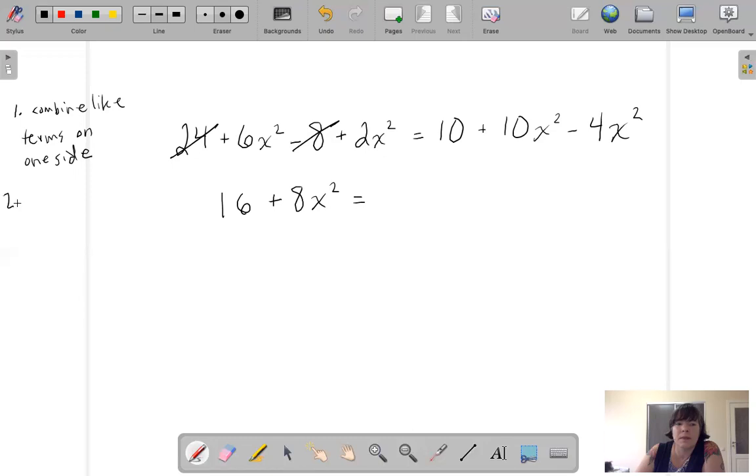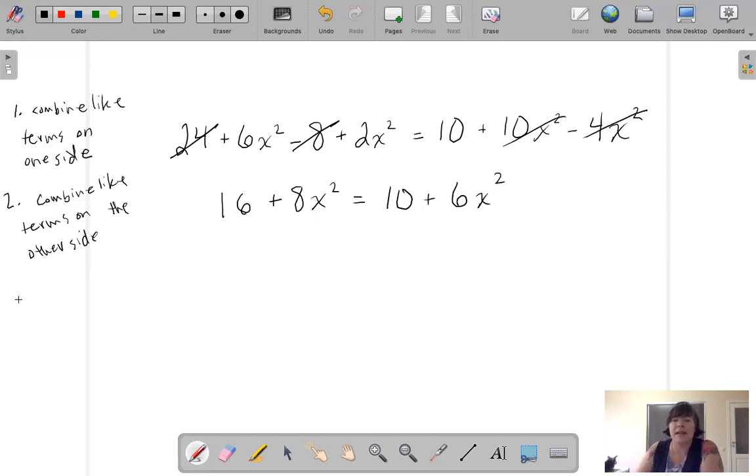Now, number 2 is combine like terms on the other side. Okay, now I've got 10. I don't have any more like terms. So 10 plus 10x squared minus 4x squared is 6x squared.